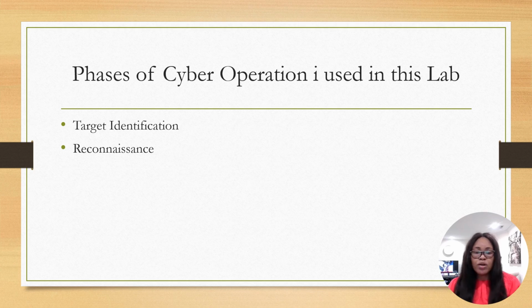And then, the phases of cyber operation that I used in this lab were target identification and reconnaissance. Target identification allows cyber criminals to gather crucial information about their potential target, their attack, and they increase their chances of success by getting to know their social media platforms, where they post, and all those things. Those are the ways they gather information on their target.